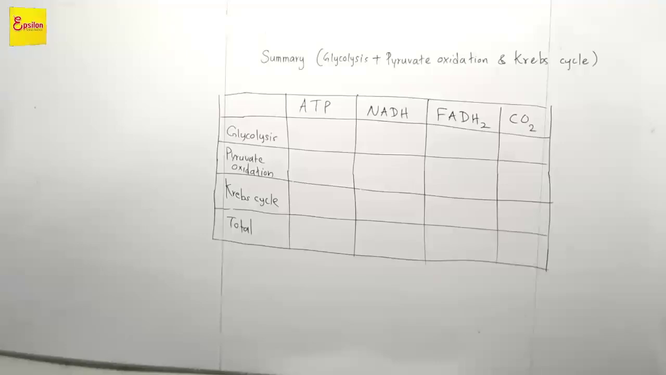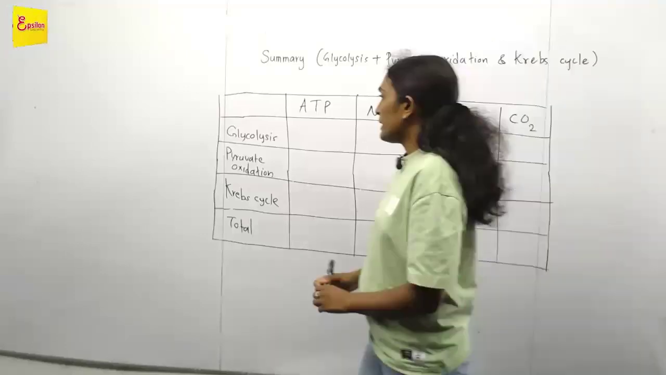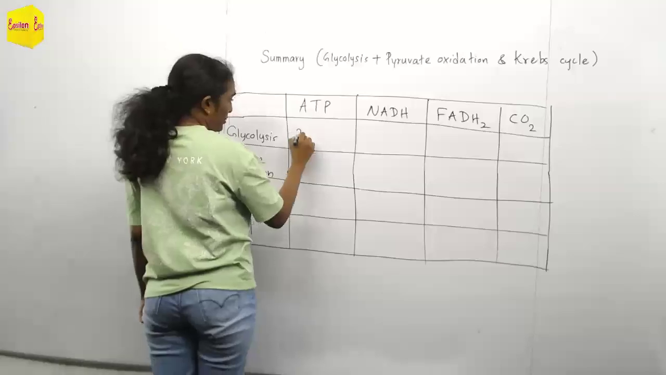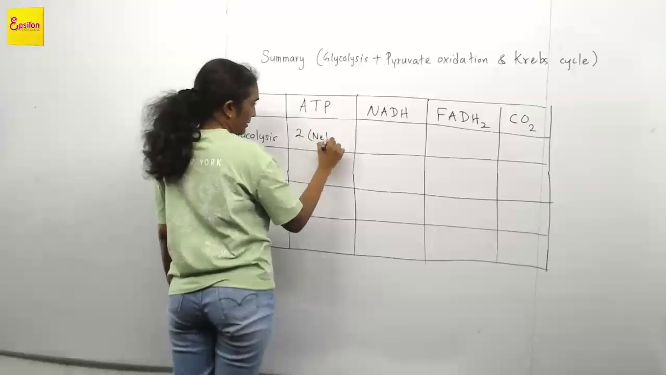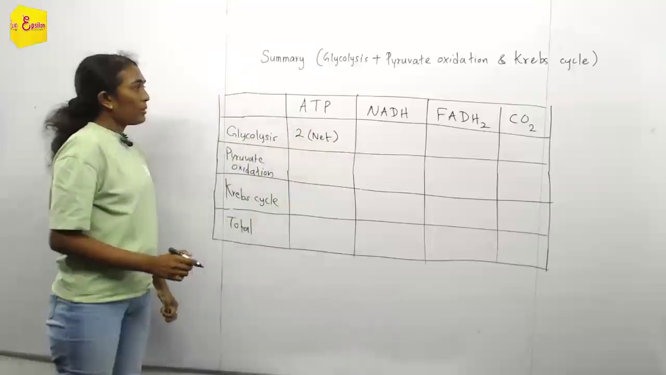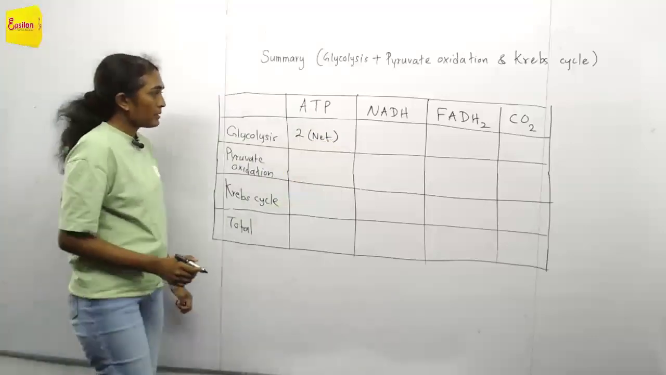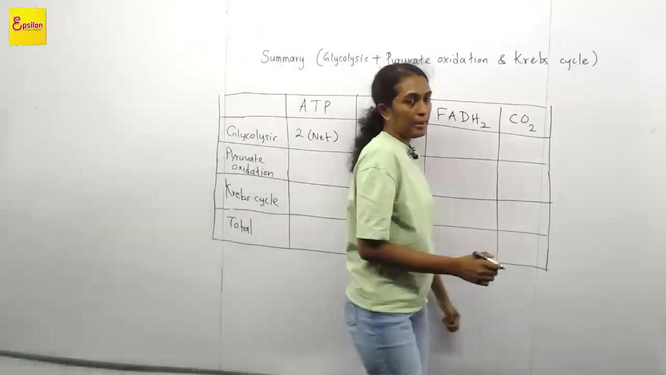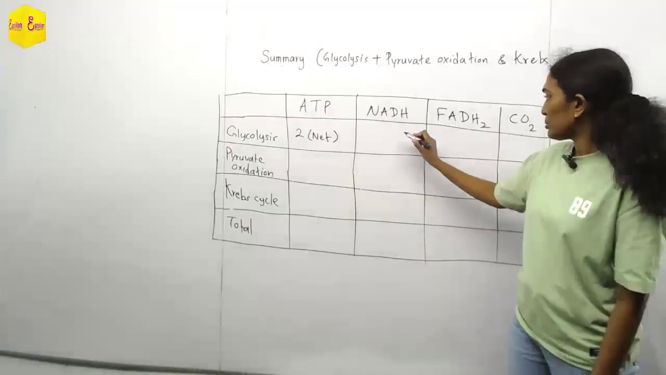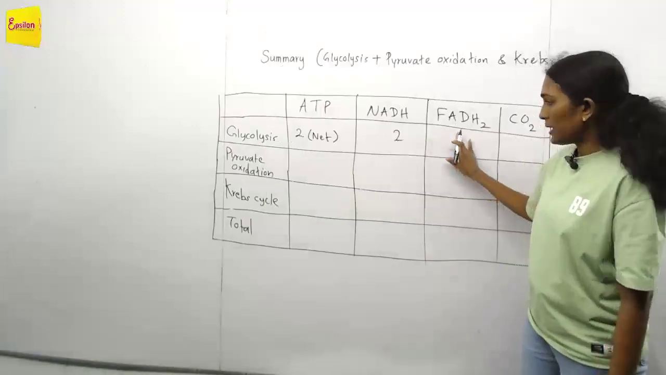Can we discuss? Right. In glycolysis, how many ATP? 2 net. So, in glycolysis, how many NADH are produced? 2. Are we producing FADH2?